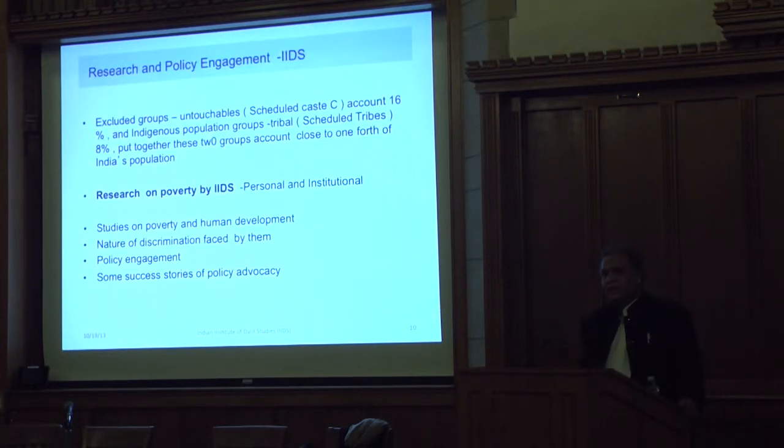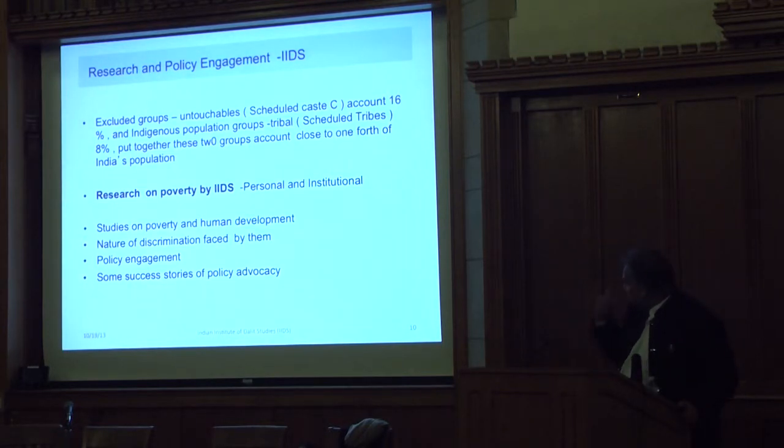Now, let me in this background then share with you the research and policy engagement of the institute that I belong to. The focus is on a large majority of the excluded group, but these are the two groups for which we have reasonable statistics and which are recognized by the government for policy purposes, namely the untouchables, called scheduled caste in the legal language, who account for about 16%, and the indigenous population or tribal or scheduled tribe, who account for about 8%. So close to one-fourth of India's population is accounted for by these two groups, whose poverty is the highest.